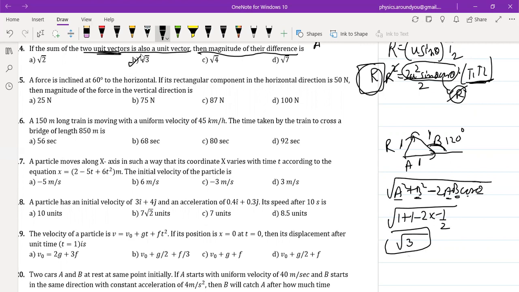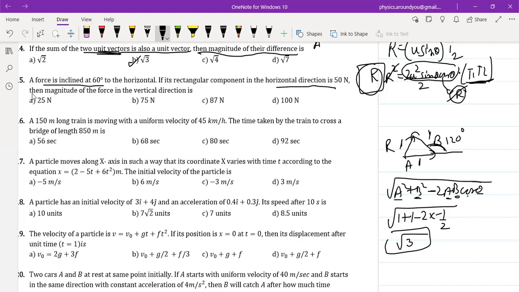Here we didn't do much algebra. We just knew that if the sum of two unit vectors is a unit vector, then they should be in an equilateral triangle arrangement. The inside angle is 60, so the outside angle is 120. Then we used the difference formula and we got root 3 over here. Next, the 15th one. A force is inclined at 60 degrees.